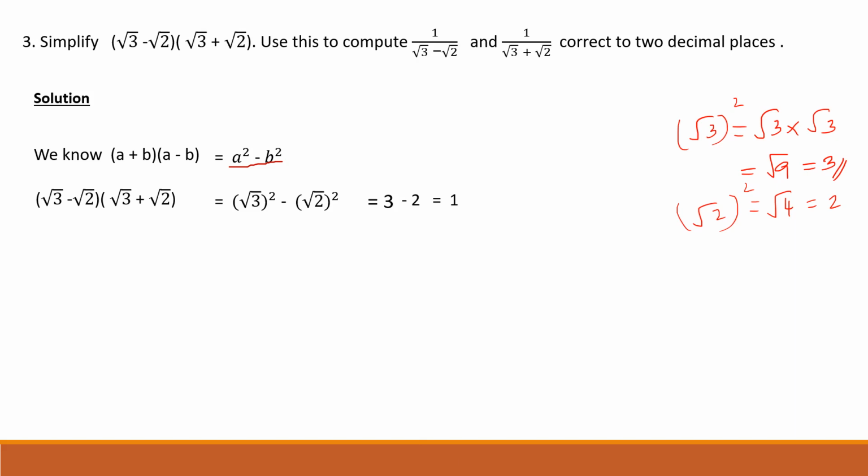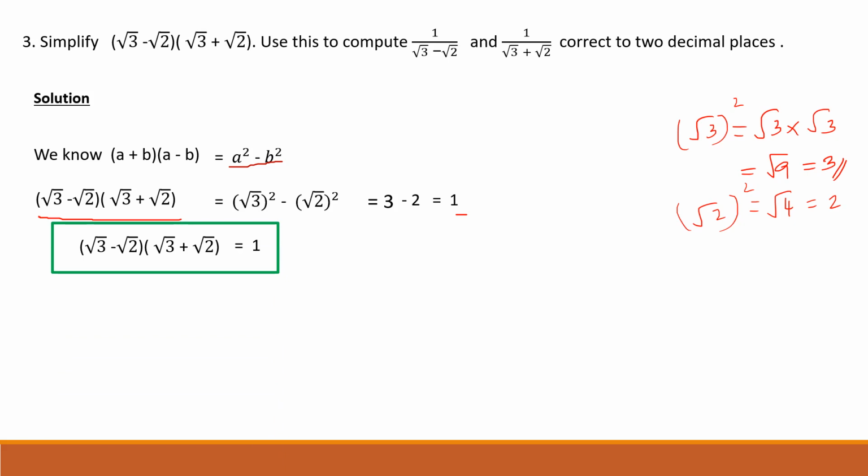So, what did you get at the end? Square root of 3 minus square root of 2 times square root of 3 plus square root of 2 is equal to 1. And so we get the answer, this one. And this is the most simplified form. And there are 2 more questions. Use this to compute or find 1 by root 3 minus root 2. How will you do?